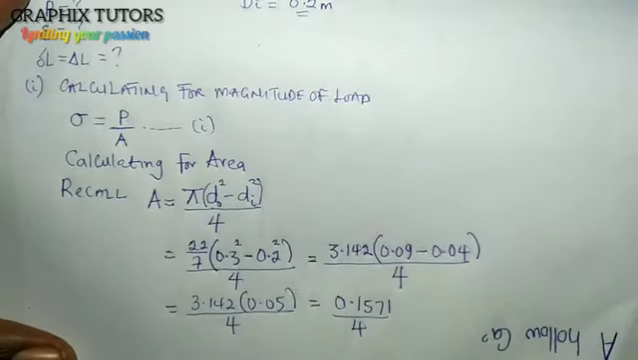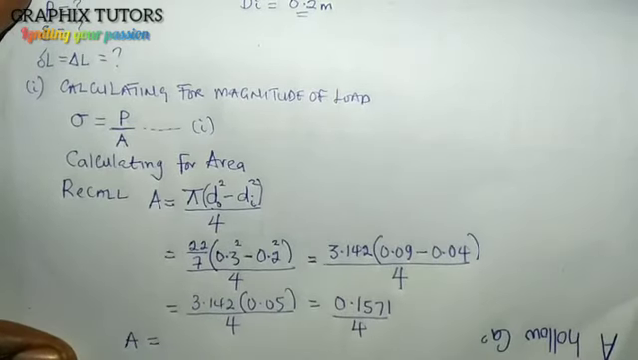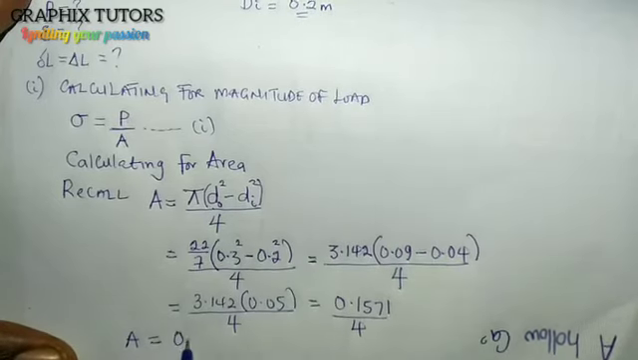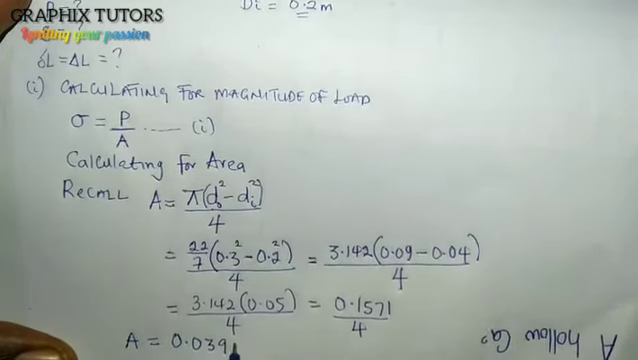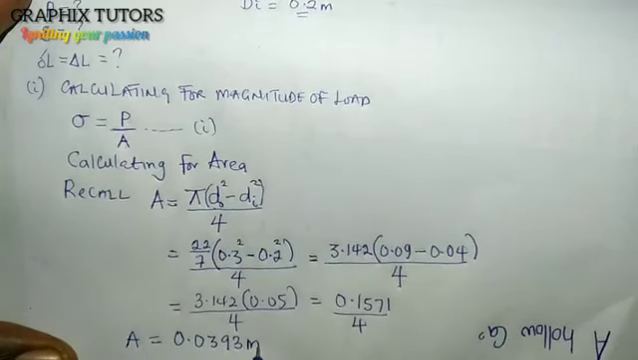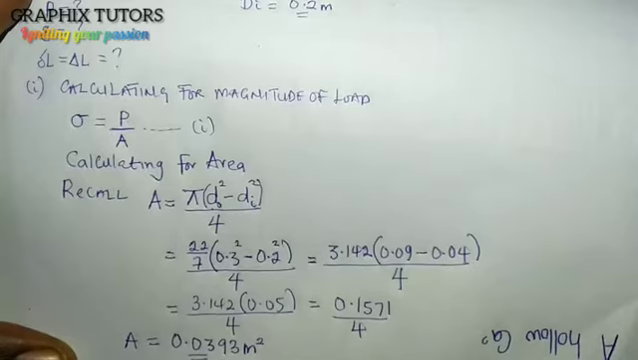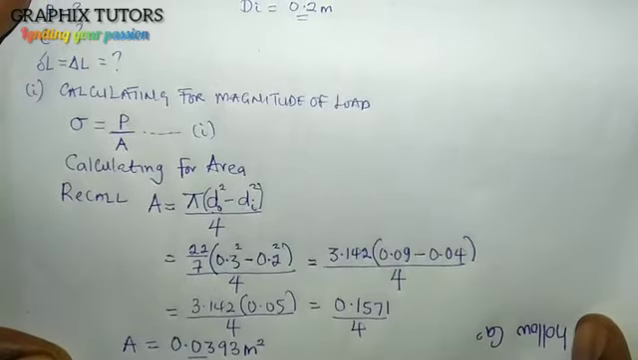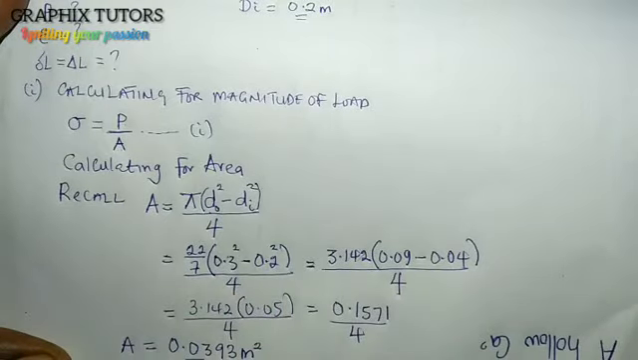So dividing it, my area here will give me, divided by 4, 0.0393 meter square. Are we good? 0.039 meter square. So that is my area. So I'm going to input this area into equation 1, substituting area into equation 1.